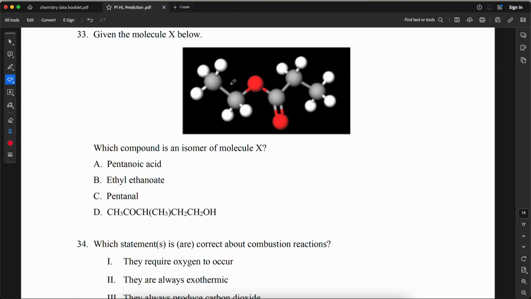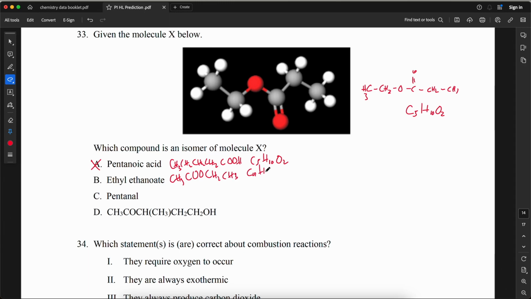Given the molecule X below, so this would be CH3, CH2, C double bond O, CH2, CH3, which is C5H10O2. Pentanoic acid is CH3, CH2, CH2, CH2, COOH, which is C5H10O2. This is the answer. Let's see ethyl ethanoate. So CH3, COO, CH2, CH3, C4H8O2 is not an isomer.